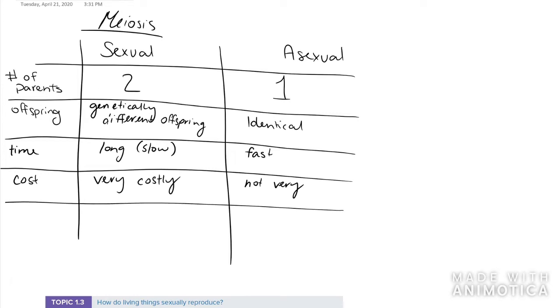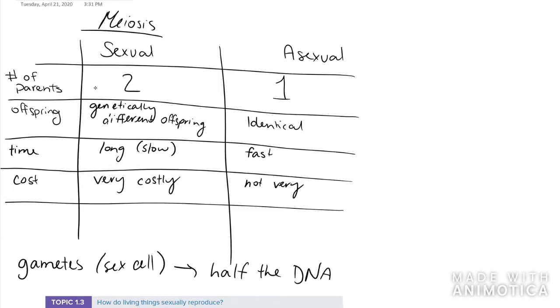Okay, so for sexual reproduction, we require 2 different cells to come into one, and these are called gametes. And these gametes, which are also called sex cells, contain half the DNA of the organism. So in humans, this is going to be our sperm and our egg. Both of these are gametes.